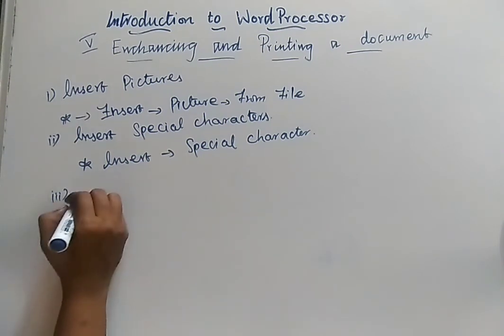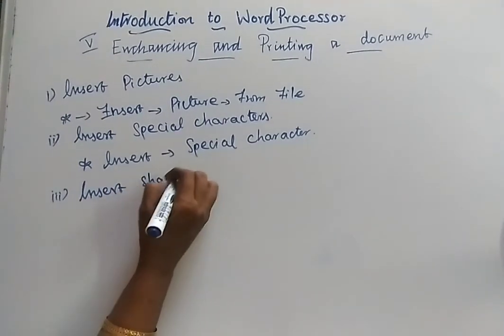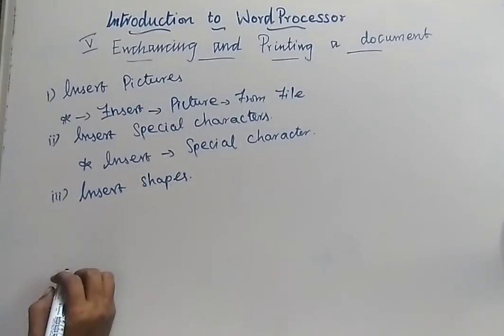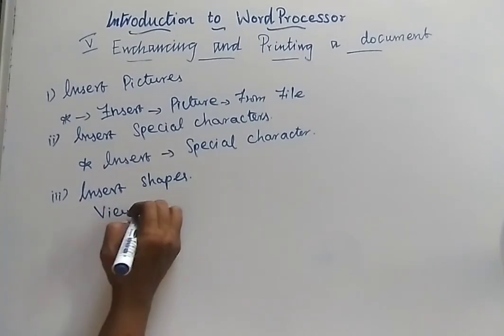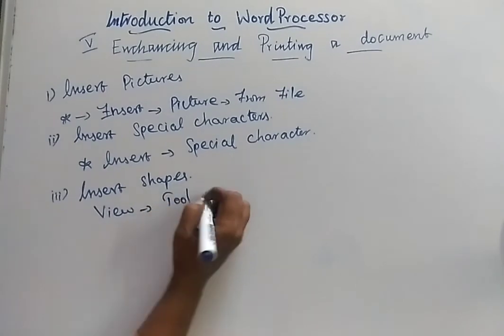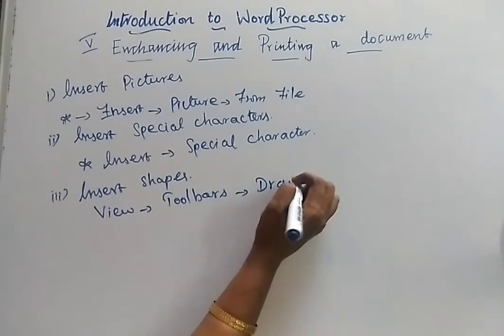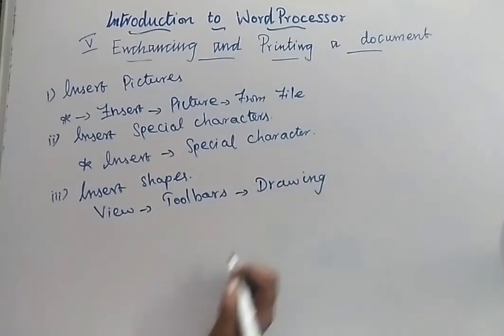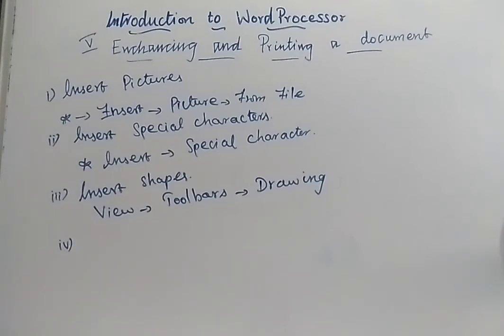And the next one is insert shapes. For this, the toolbar must be displayed. So to have the toolbar on the screen, what do you have to do? You have to click View, Toolbars, Drawing. So immediately you will have your insert shape toolbar. From that, whichever figure you need, that shape you can have. Don't forget, in that the insertion pointer will be changed into what for you? Yes, the crosshair pointer.